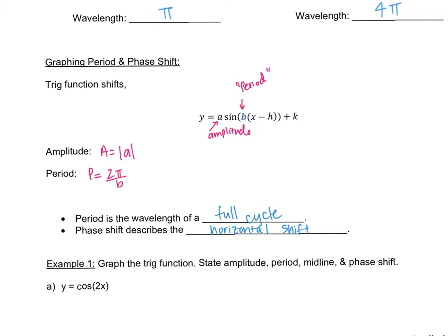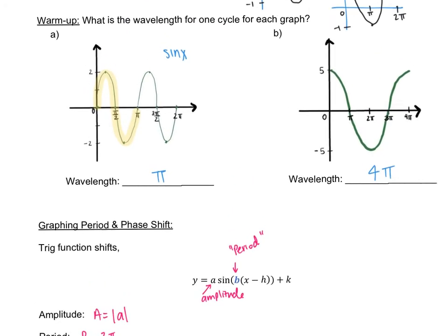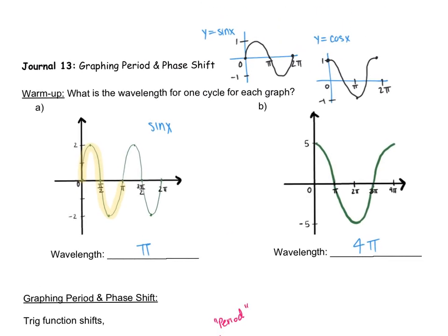In order to figure out what your period is, you have to plug in the B value, and the B value is always next to the x. Let me just reiterate here. Typically, when it comes to the period, the wavelength for an original sine or cosine graph is 2 pi. So if I were to use my period formula, I would have 2 pi over 1, because technically there's a 1 in front of this x, and my period is 2 pi. That makes sense because we can see that the length here is 2 pi.